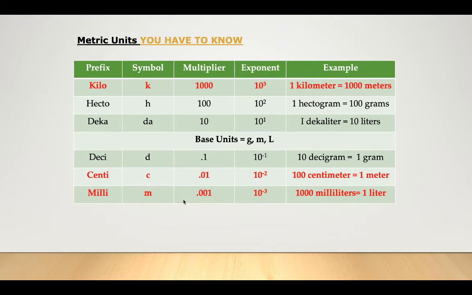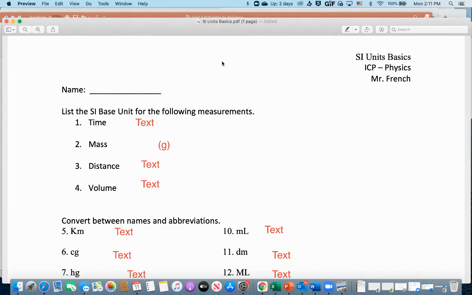I'm going to go ahead and pull up an assignment that we can do to show that we know these. This is the assignment we have just to make sure we understand this and get the practice we need to feel comfortable identifying these units and then writing the prefixes, the units themselves, and also the abbreviations that go with them. So first, let's list the SI base unit for the following measurements.